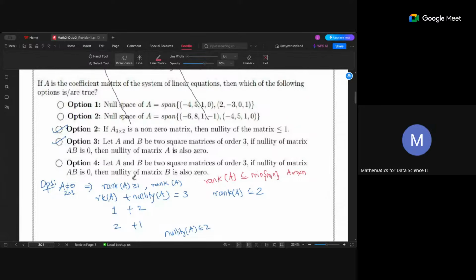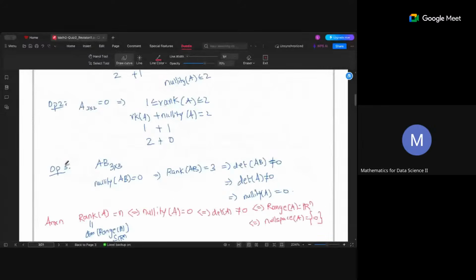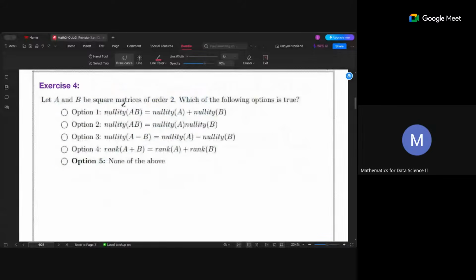So what do you think about option 4? Think in the same context as option 3. What can you say about option 4? True, right? Because of the exact same reasons, you know that option 4 is also true. Okay. Now here you have A and B, two square matrices of order 2, so both are 2 by 2 matrices. Which of the following options are true?